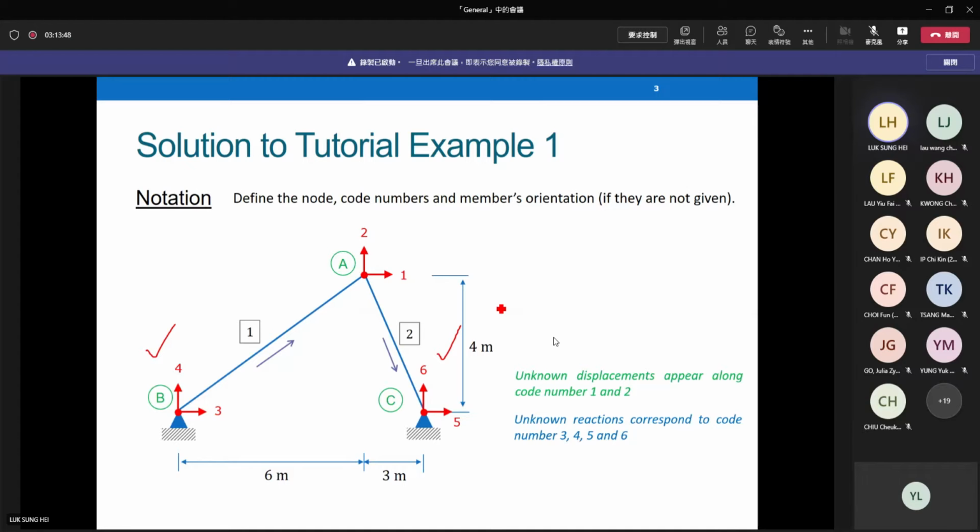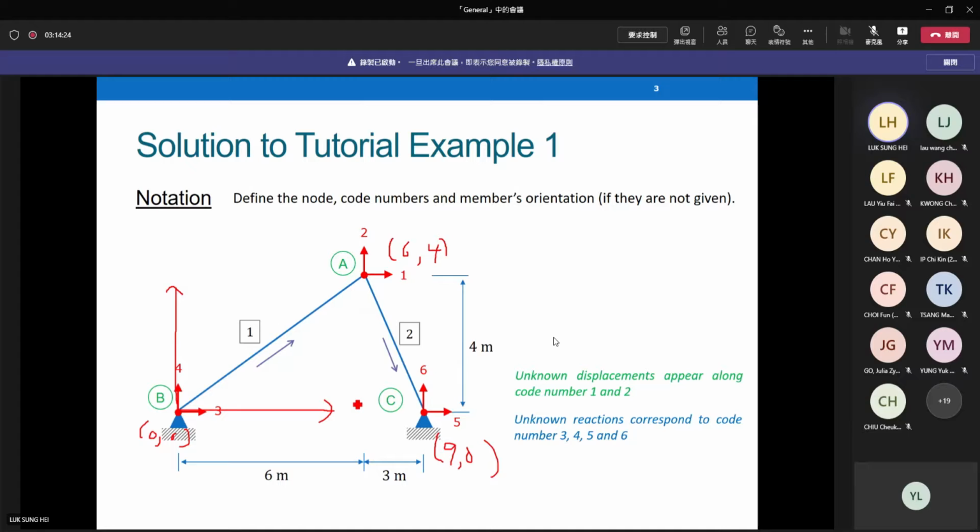The next step is to evaluate K1 and K2. You may need to know the coordinates first for point B, point A, and point C. To find out the coordinates, you can set your global coordinate system at the bottom left-hand corner. Then point B coordinate is 0, 0. Point A coordinate is 6 and 4. Point C, the coordinate is 9 and 0.